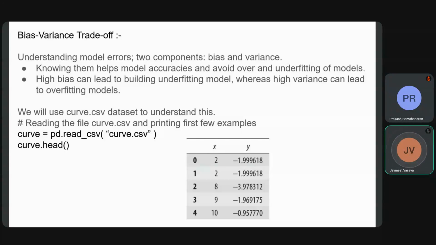So this bias and the variance are both connected and they do have a trade-off between them. The model errors that are present are the bias and the variance. These are the two components that can be controlled. Knowing them helps the model accuracies and avoids over and underfitting of the models. High bias can lead to underfitting models, whereas high variance can lead to overfitting models.